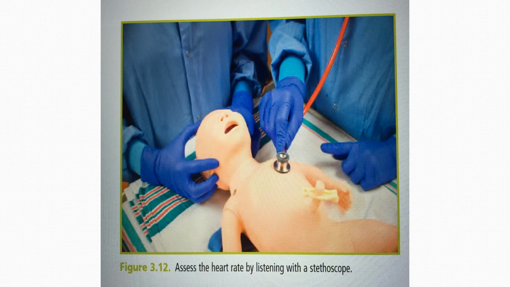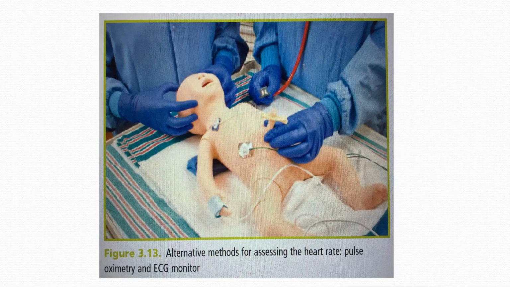And this is how we assess the heart rate: by auscultating the precordium, and also by other measures including application of the sensor of the pulse oximeter on the right hand, on the right thumb, and also application of ECG electrodes on the chest, and also palpating the umbilical artery pulsation over 6 seconds and then multiplying it by 10, to get the rate over 1 minute.